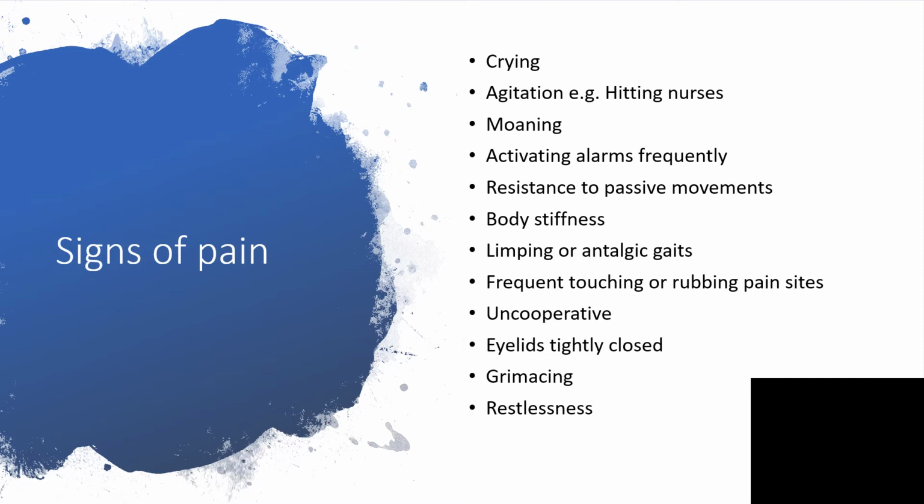That could be a sign that he or she is in pain. Resistance to passive movements and body stiffness. Some people could even have guarding and limping or untidy gaits. Remember when we were kids, sometimes we may not tell our parents, but by the time we're limping, they'll know we've had one trouble or the other with our extremities. Frequent touching or rubbing of pain sites, particularly in children and nonverbal adults. Uncooperative patients, yes, don't blame them. If they're in pain and they could not express themselves, they're not going to take anything from you. Eyelids tightly closed or grimacing, and you could become very restless.